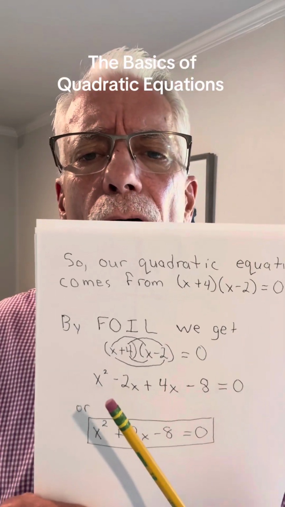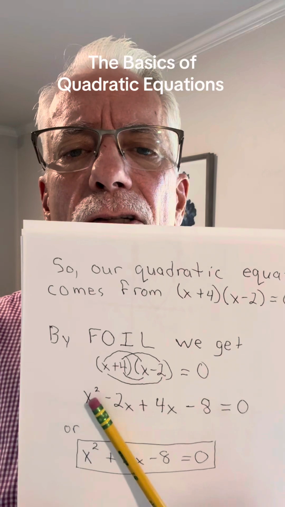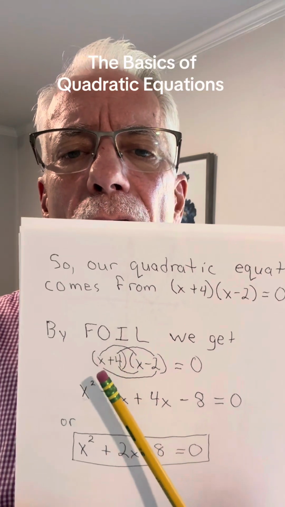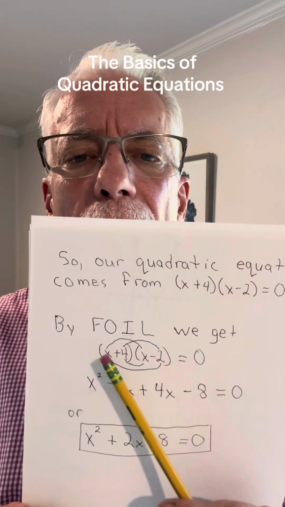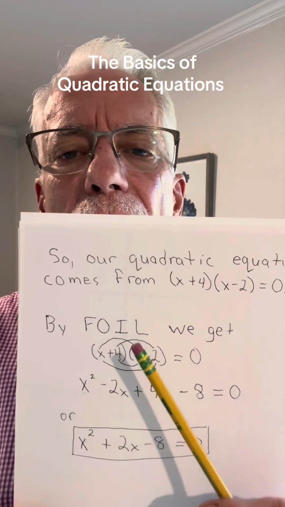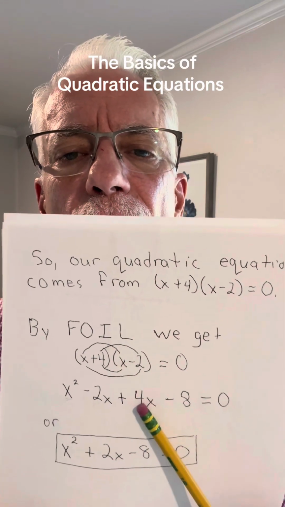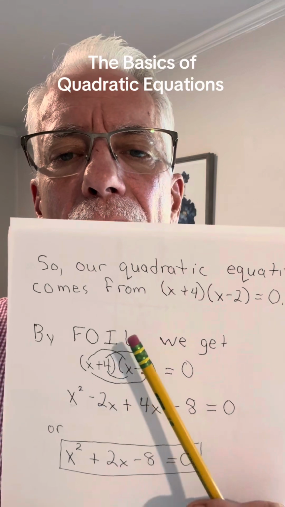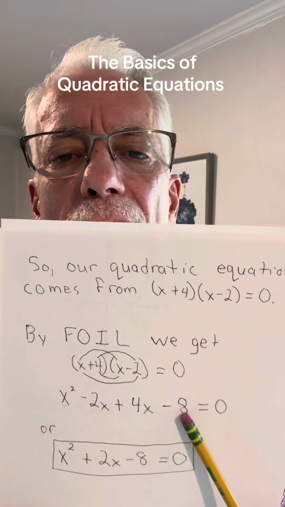Okay, so FOIL is first times first. So x times x gets me x squared. The O means outer on the left times outer on the right. So x times negative 2 is negative 2x. The I stands for inner times inner. So 4 times x is plus 4x. And then the L stands for last times last. So 4 times negative 2 is negative 8.